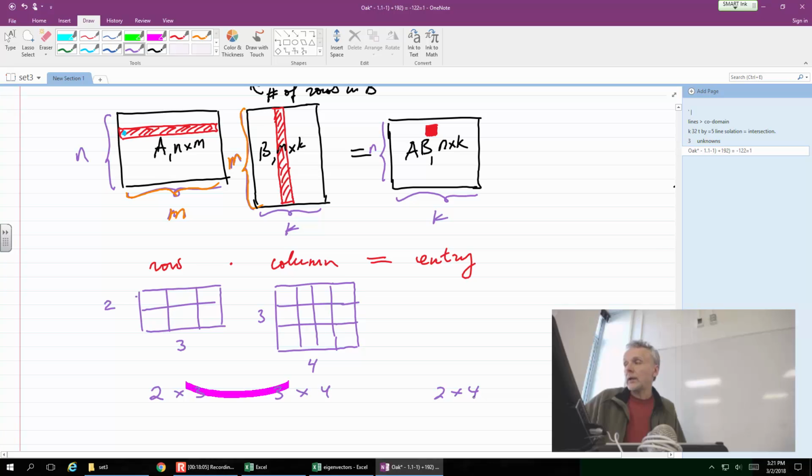It's a good idea, when you actually carry out multiplication by hand, to know ahead of time how large your output matrix is. Right? So it's 2 by 4. Then I know I'm going to carry out 8 multiplications, 8 dot products. That's quite a lot of work, so maybe I'll just try to do less.